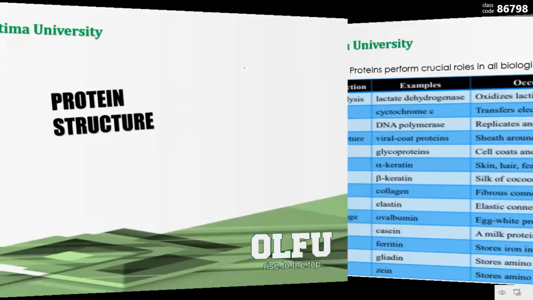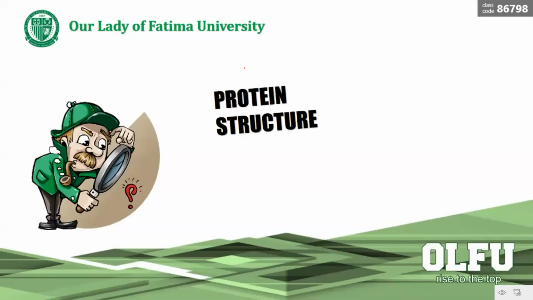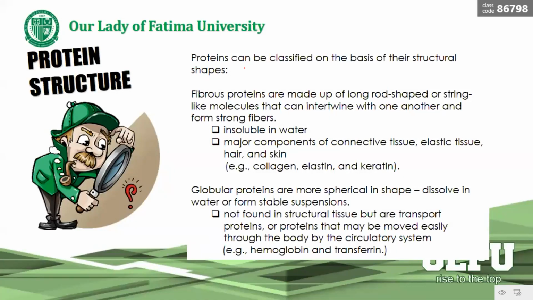Okay? Proceed tayo ngayon sa structure. Structure of proteins. As I've mentioned repeatedly, proteins are very complex biomolecules relative to lipids and carbohydrates. So ito yung dahilan kung bakit, because of its structure. But generally speaking, on the structure of proteins, we can classify it based on their shapes. One is fibrous protein. Another classification is globular proteins.